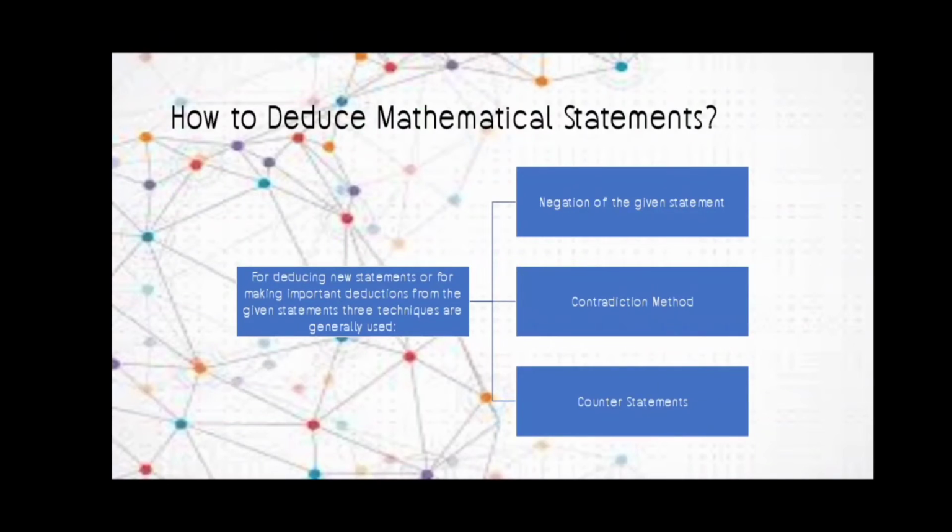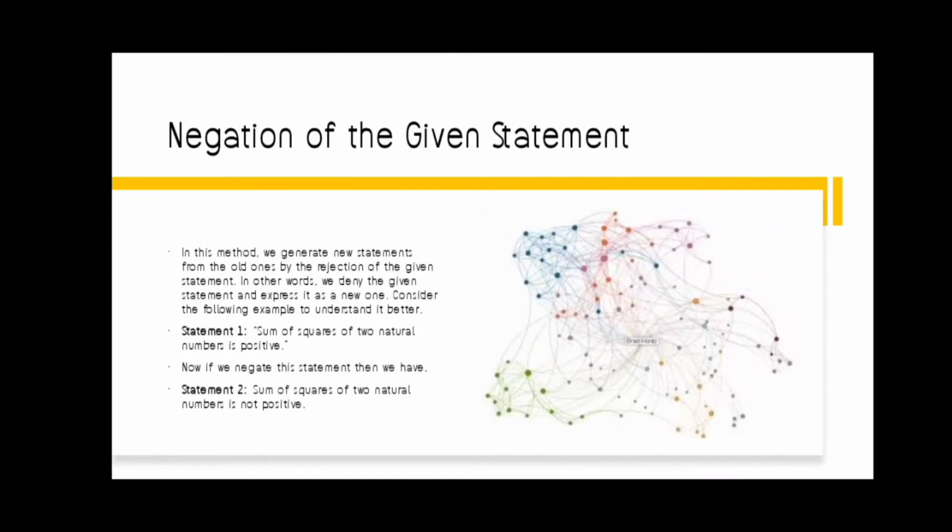Next is how to deduce mathematical statements. For deducing new statements, or for making important deductions from the given statement, three techniques are generally used: the negation of the given statement, the contradiction method, and the counter statement. First is the negation of the given statement.